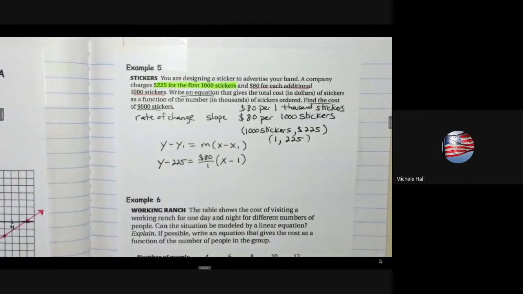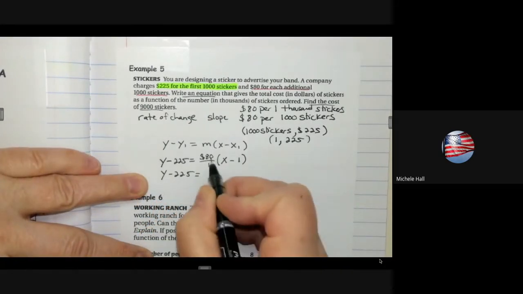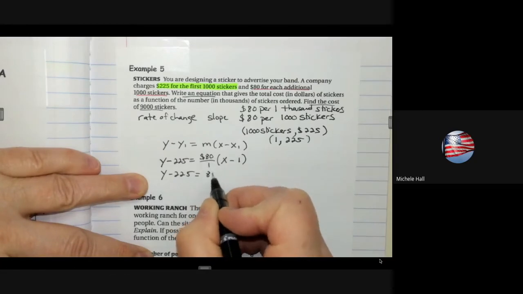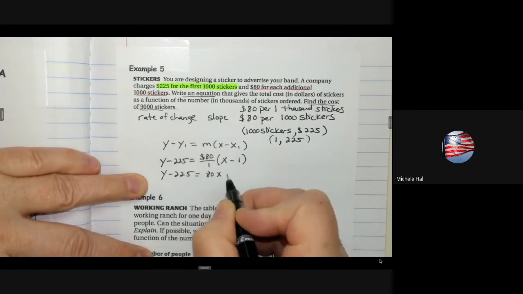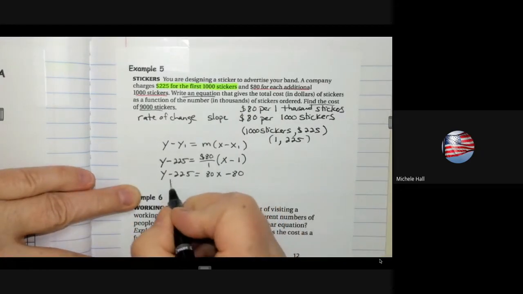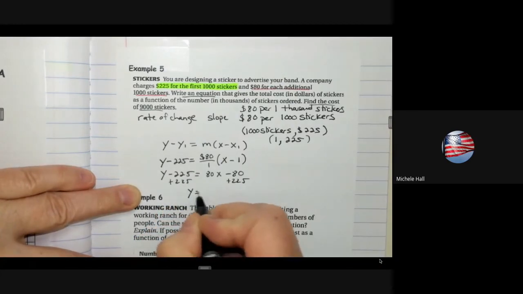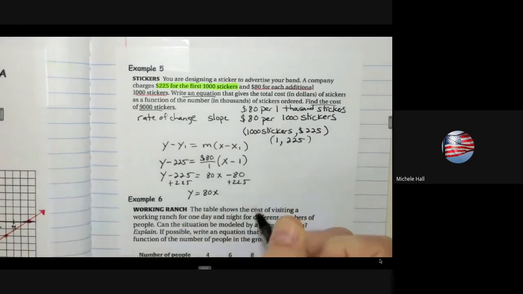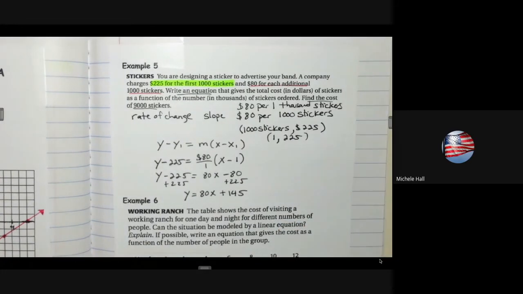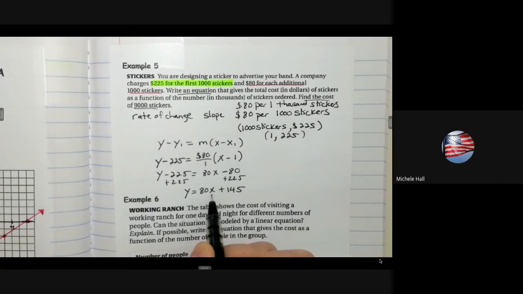All we have to do is simplify. We get y minus 225 equals 80 times x. It's going to be 80x. And then 80 times -1 is -80. We're going to put the 225 over here and get y by itself. We get y equals 80x and then 225 minus 80. All right, we have an equation. We know that the cost, this is really C, and this is stickers. The cost equals 80 per 1 sticker plus 145.